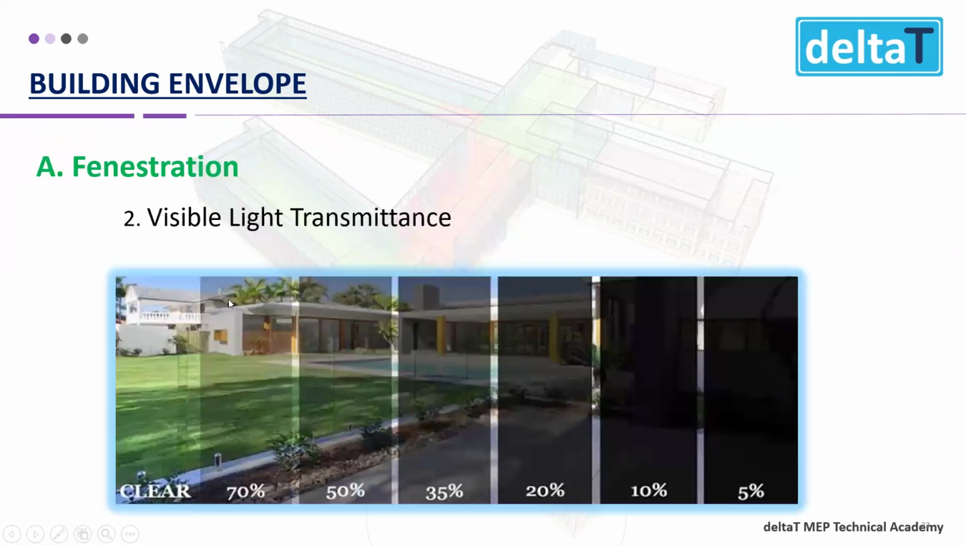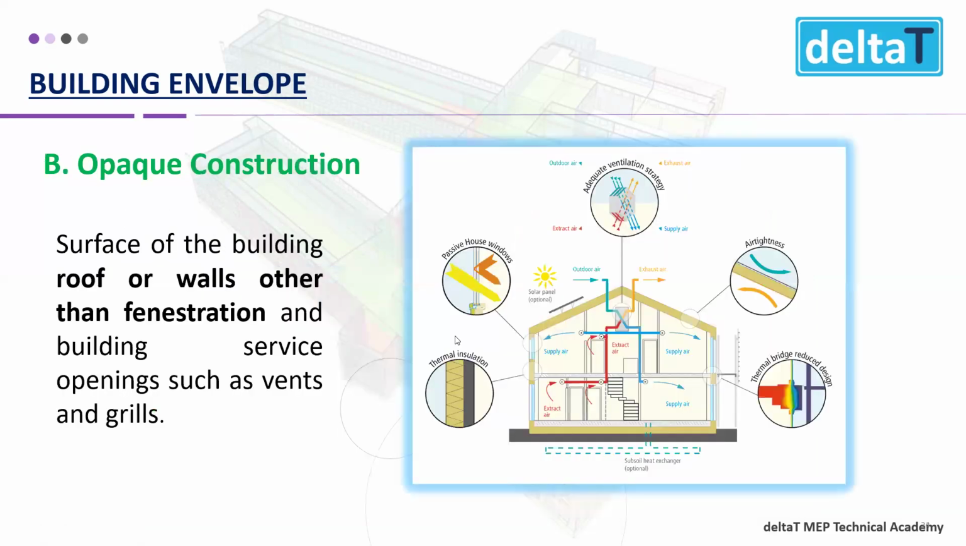Then we have VLT, visible light transmission. We design VLT based on certain standards. Usually we go with 0.7, that is 70%. Okay, next one, if you see here, we got another one, that is opaque construction.